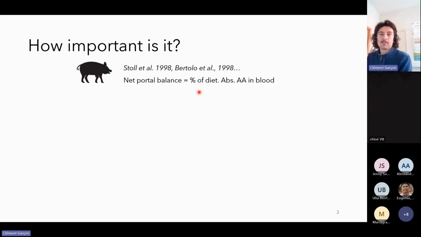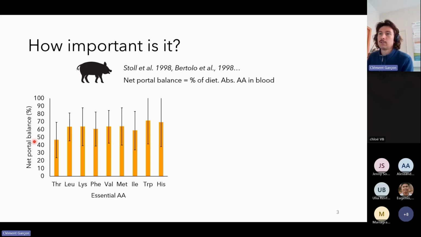And we compiled some data from different in vivo studies to look at what value we could find. And here you can find the net portal balance for the essential amino acids. And you can see that on average, you would find back 60% of dietary amino acids in the portal blood for the essential amino acids, but with a high variation between studies, as you will see with the error bars.